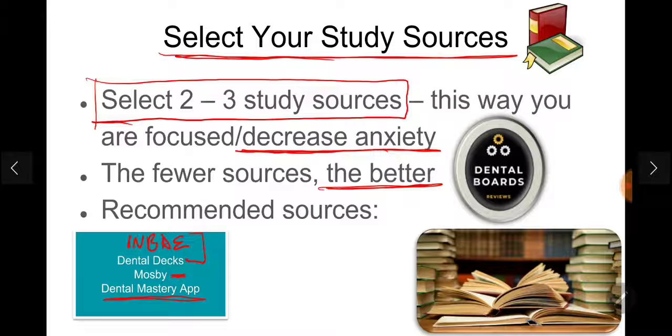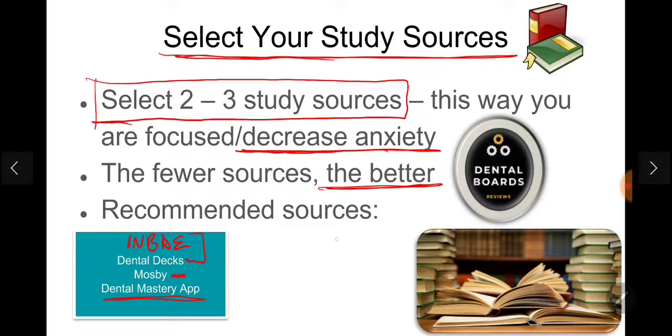All right. Mosby. Once you finish the decks, make sure you read Mosby. Mosby is going to help you a lot, okay? In terms of endodontics, special management, pediatrics, and orthodontics, it's going to help you a lot, all right? So, these are resources I recommend.